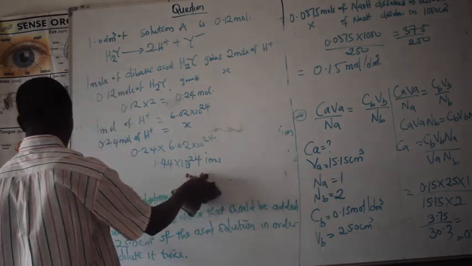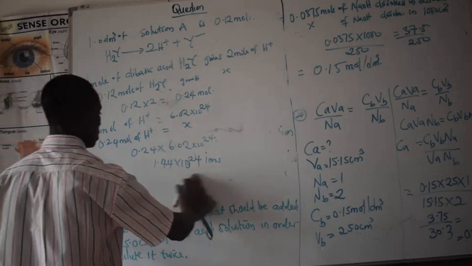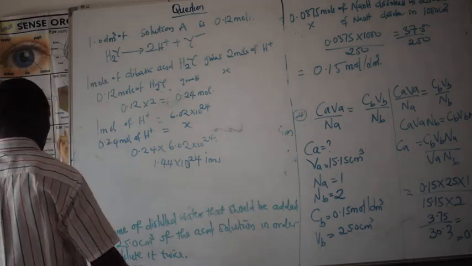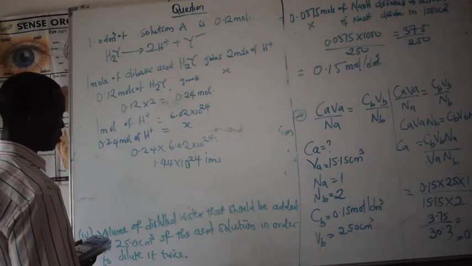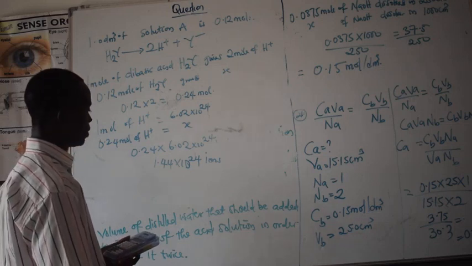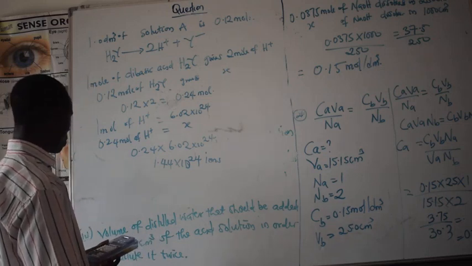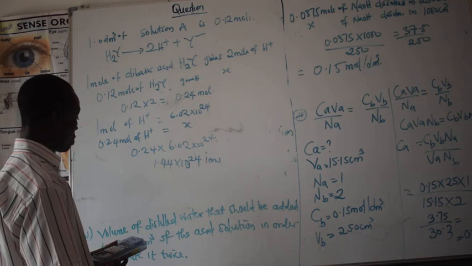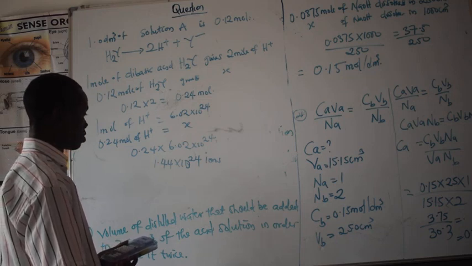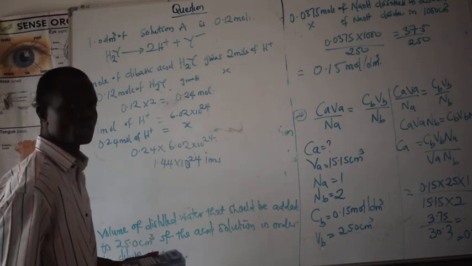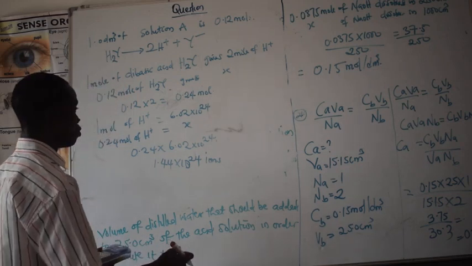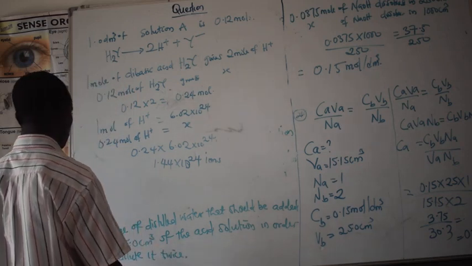Now, the last question said: what volume of distilled water should be added to 25.0 cm³ of the acid solution in order to dilute it twice? Volume of water that should be added.